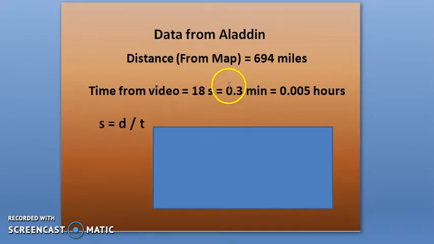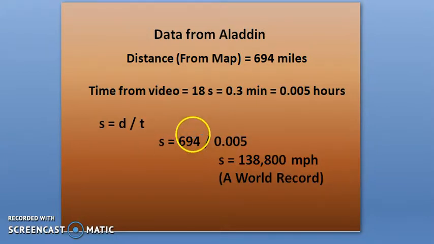Because 18 seconds, even though we can relate to it, is not exactly easy to relate to when you talk about speeds, 18 seconds is roughly a third of a minute, 0.3 minutes, which is 0.005 hours. So really not a lot of time at all to go from Athens to Cairo. I have the equation speed is distance over time, and I'm curious to know how fast Aladdin and Jasmine were going. So I have my given information, I have my equation, and are you ready for this? I'm going to do the math now. 694 miles divided by 0.005 hours.